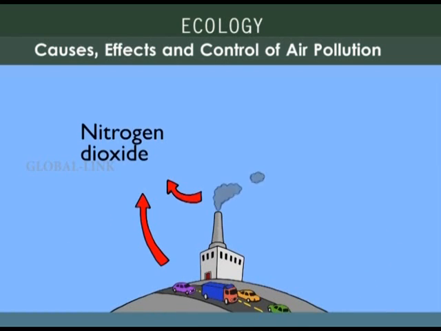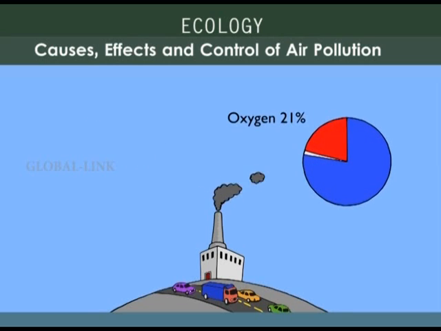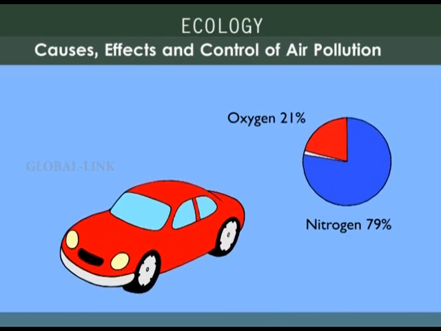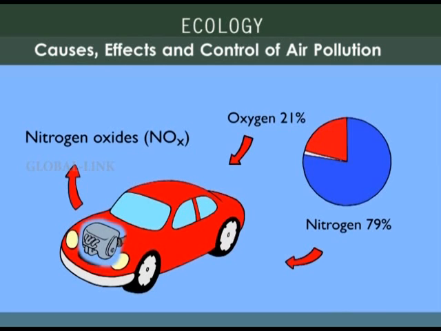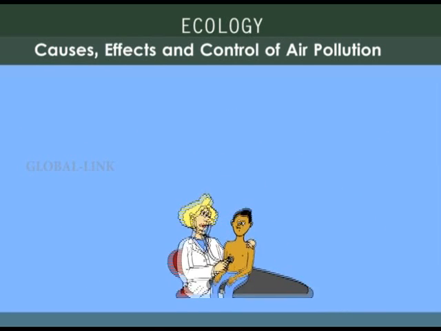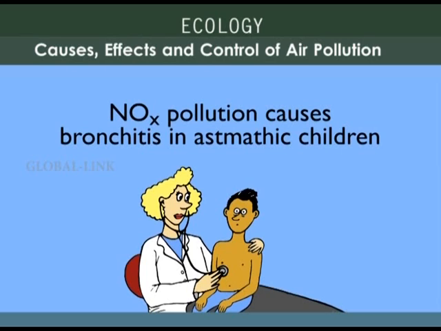Nitrogen oxide emissions come from cars and factories where fuels are combusted. We know that oxygen forms about 21% of our atmosphere, while nitrogen forms around 79%. In a car engine, a tiny amount of nitrogen combines with oxygen to form mixtures of nitrogen oxides. Studies have shown that there is a close relationship between the signs of bronchitis in asthmatic children and the long-term exposure to these pollutants.